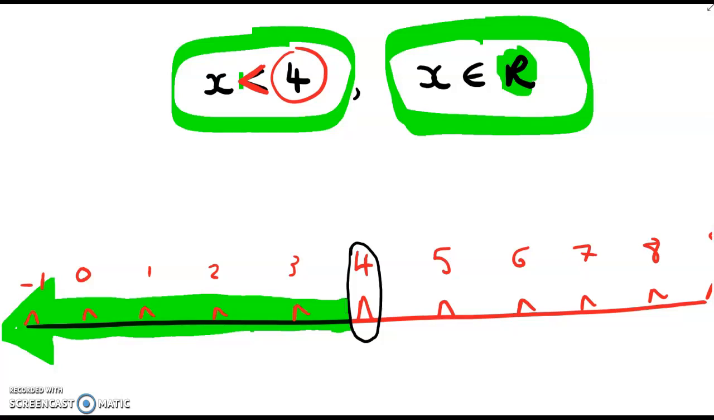Okay, I hope this little video helped revise a little bit about natural numbers, integers, and real numbers, and how to represent them on the number line.